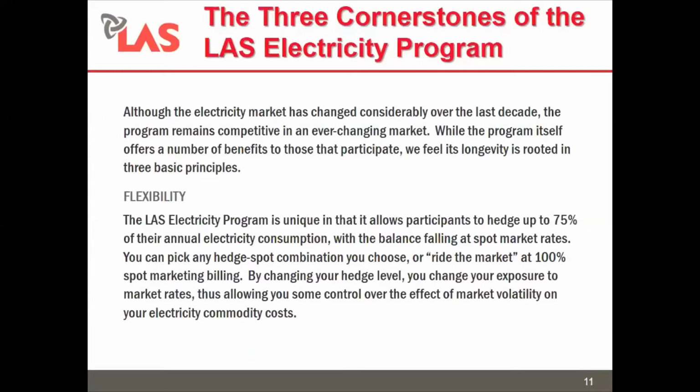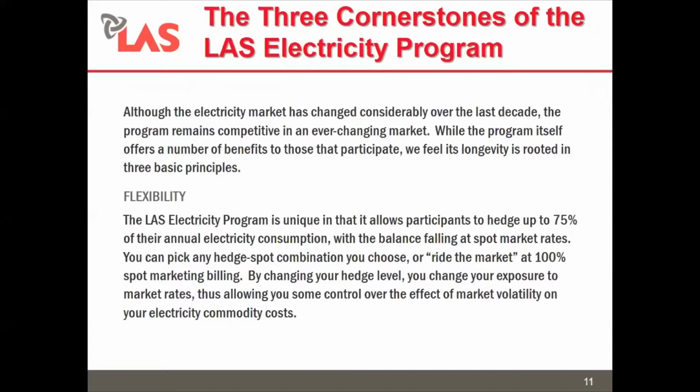The program was launched back in 2007 with 25 municipalities that were initially enrolled. We're currently at 133 participants at a hedge level. Our annual hedge is 470,000 megawatts, with a total of 7,053 accounts enrolled.